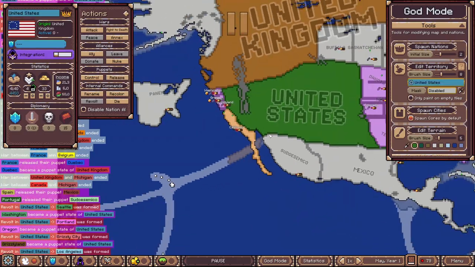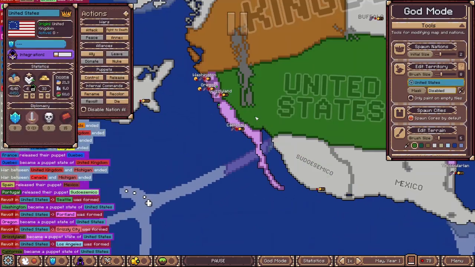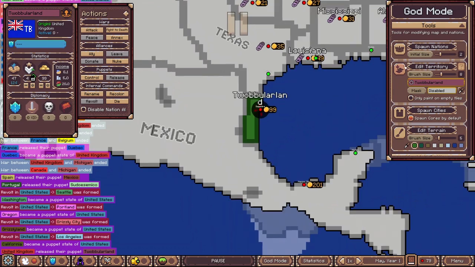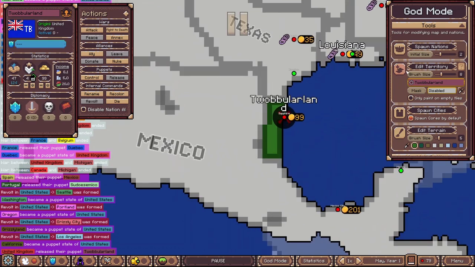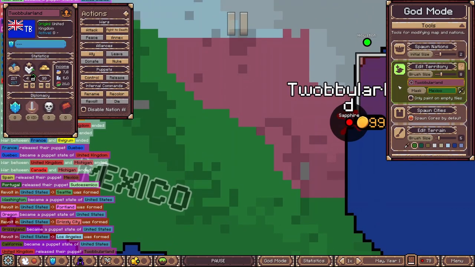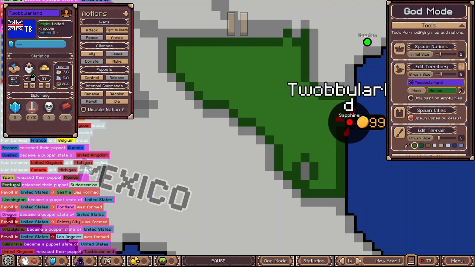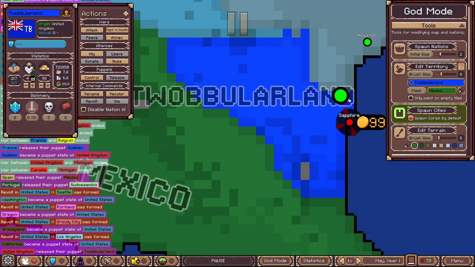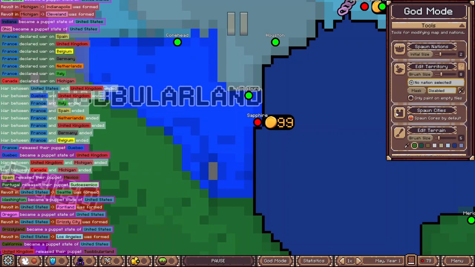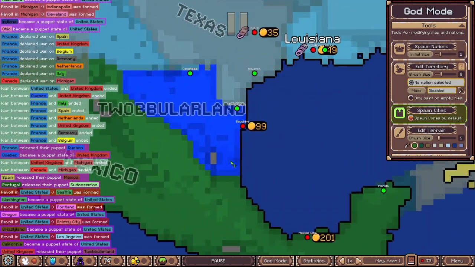In 1819, Twobbular land declared independence. The Mexicans didn't like this, as they already had enough English nations on their border, so they declared war. However, this backfired massively, and Twobbular land won the war. This was known as the Mexican Twobbular Land War. Twobbular land also built some new cities, like Poolsburg and Conehead, however Sapphire was still the capital.